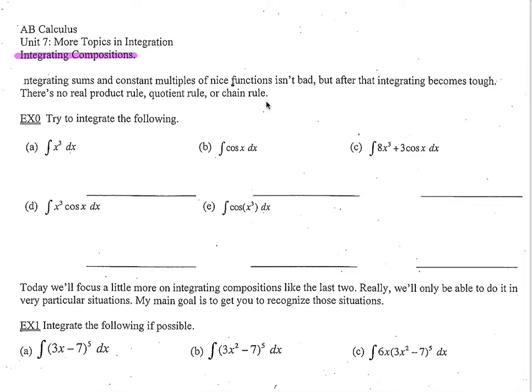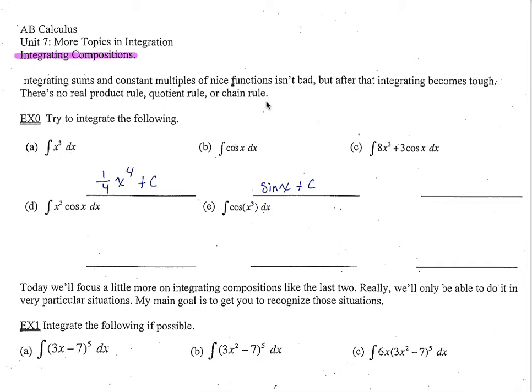If we want to integrate x cubed, it's pretty clear to see that that is going to be 1/4 x to the 4th plus c. If you want to integrate cosine of x, pretty clear to see that that is going to be sine x plus c.